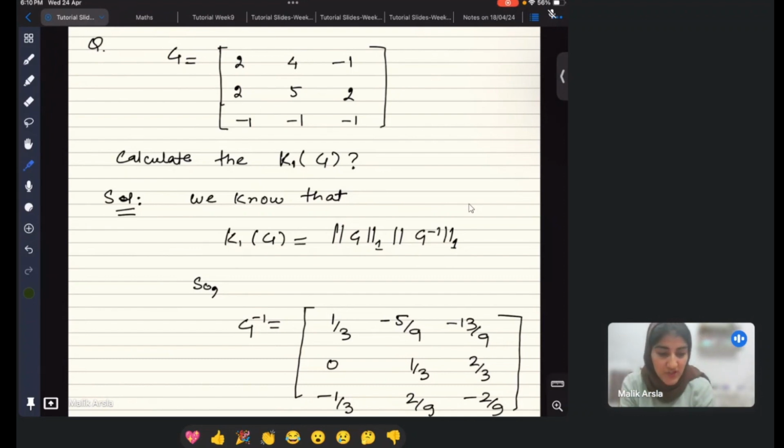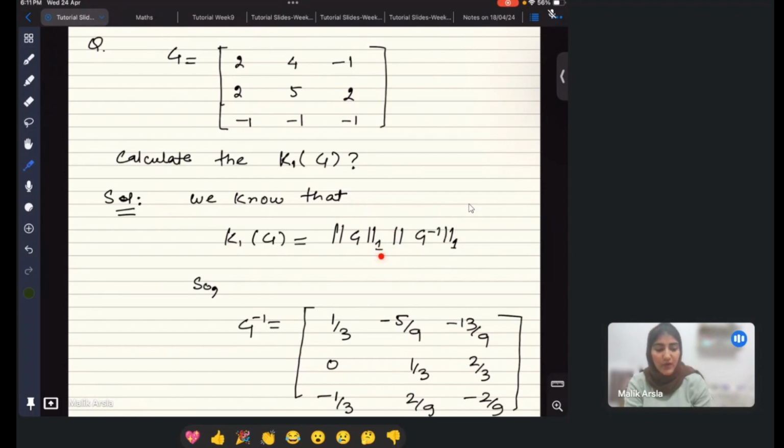So the first question is that we have been given a matrix G with entries 2, 4, -1, 2, 5, 2, -1, -1 and -1. Now we have to calculate the K1 of G, that is the one norm condition number of G. Now we know that the one norm condition number is equal to the one norm of G into the one norm of G inverse.